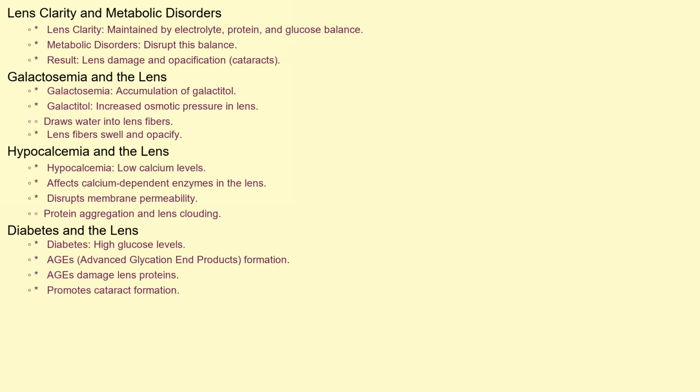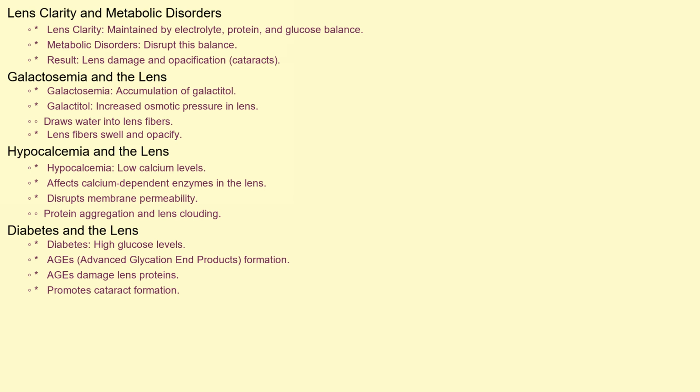The lens of the eye relies on a delicate balance of electrolytes, proteins, and glucose metabolism to maintain its clarity. In metabolic disorders, this balance is disrupted. For example, in galactosemia, the accumulation of galactitol, a sugar alcohol, increases the osmotic pressure within the lens. This draws water into the lens fibers, causing swelling and opacification.